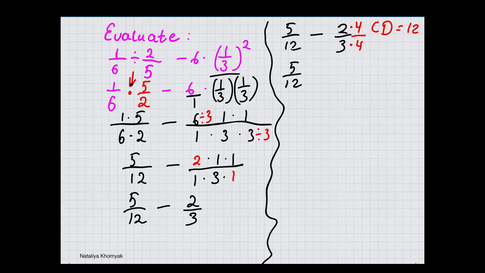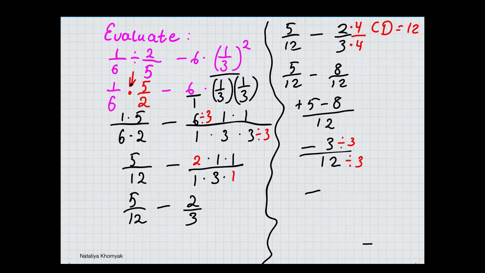5/12 minus 8/12. Now we can just copy the denominator. You cannot combine fractions until you have the same denominators. We have 5 minus 8 in the numerator, positive 5, negative 8. We have more negatives, so negative. The difference between 5 and 8 is 3/12. Both numerator and denominator can be reduced by 3. So we have negative 1/4. And this is our solution.